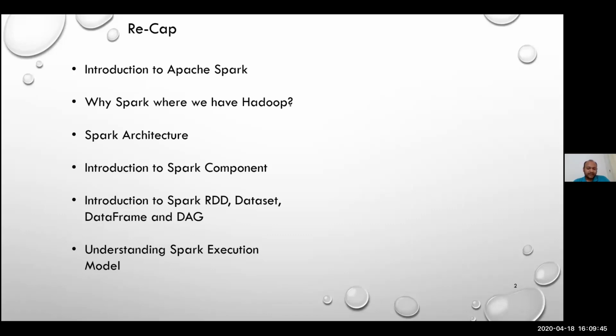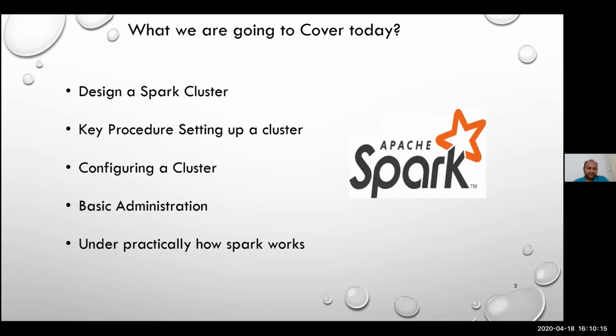So Spark's key object is the RDD, if you remember, the resilient distributed dataset. Whenever we load data from different data sources into Spark, it is distributed across the cluster, and accordingly it will run the application program on top of that dataset. And the Spark execution model, we'll go through with some small examples today.